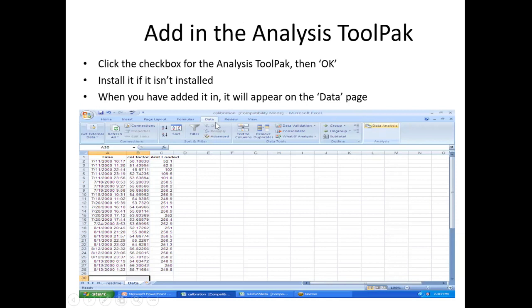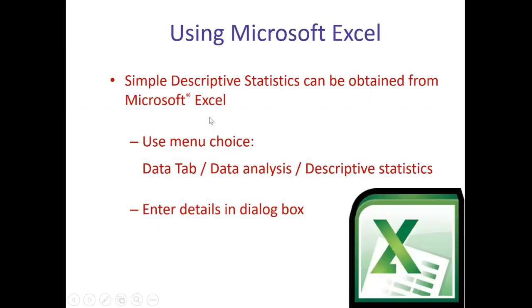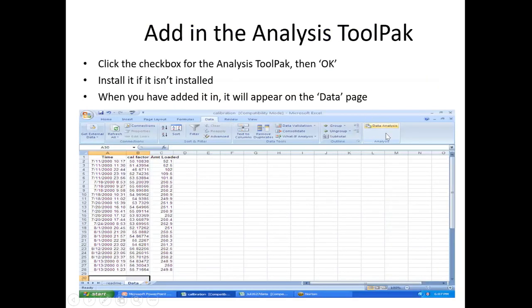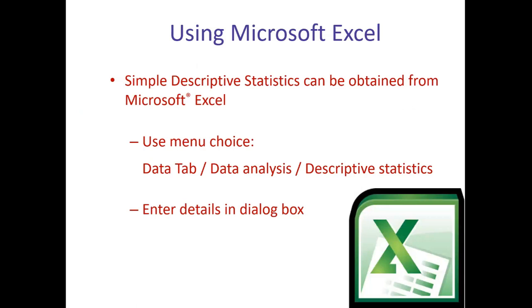You can see on the screen that if you go to the Excel sheet, you just click on data, and in the data, there will be a data analysis part here on the right hand side. It is not visible all the time if you have not installed it. So you have to first install it, and after installation, whenever you open your Excel sheet, in the data tab, the data analysis part will be available. So using Microsoft Excel, simple descriptive statistics can be obtained. Use menu choices like data tab, data analysis, descriptive statistics, and enter details in the dialog box.